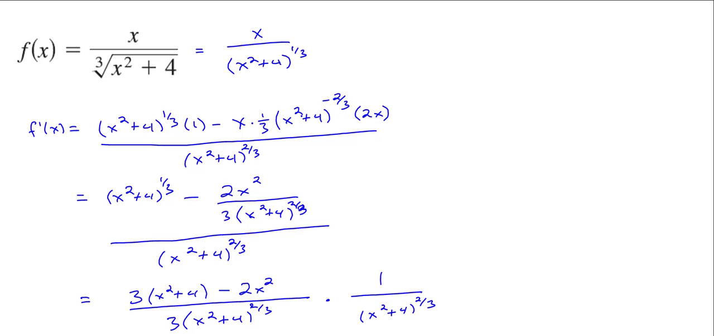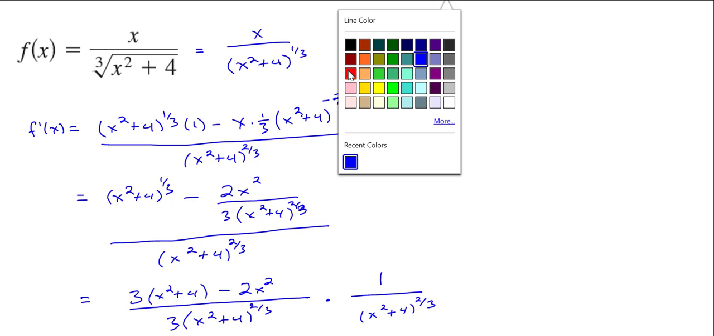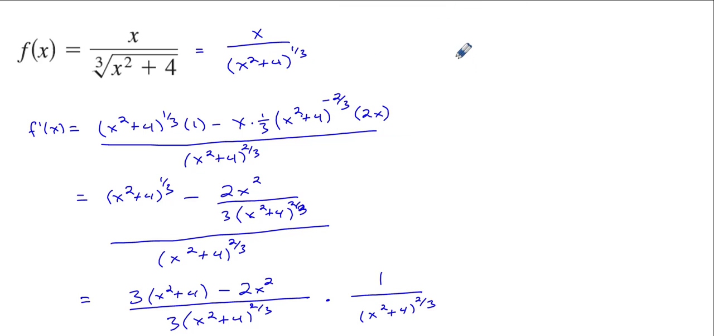All right, I'm going to change colors. And we'll do the same problem, but let's use a product rule. Because you guys said f of x, we could change this to a product. X times x squared plus 4 to the negative 1/3 power, right? And that's the way you did it. Okay, let's see what happens.